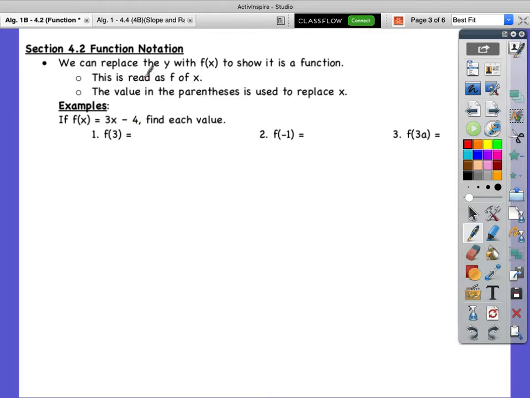F of x we set up here is the same thing as y. We replace the y with f of x. So this would be like before we had the equation y equals 3x minus 4. You guys remember having an equation similar to that last time? Okay, and now if I ask you guys to plug in 3 for x, what variable would you replace? X, and you'd replace it with 3, okay? And then you go through and you multiply and then you subtract and you find out what y is, okay?